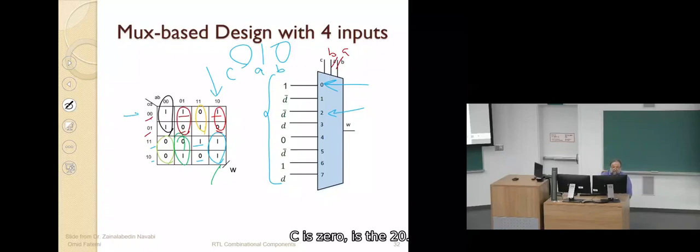So this would be 010. And when you look at 010, it has two outputs, either 1 or 0. It is 1 when D is 0, and it is 0 when D is 1. So it is D bar, the complement of D. So we put D bar here.